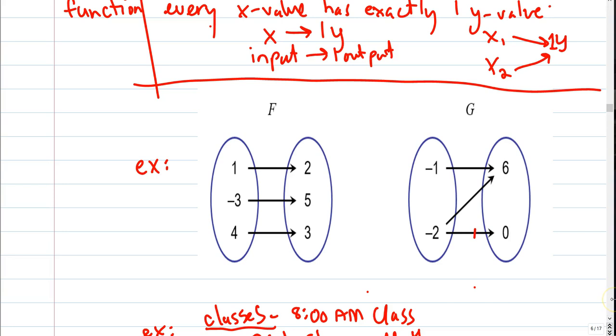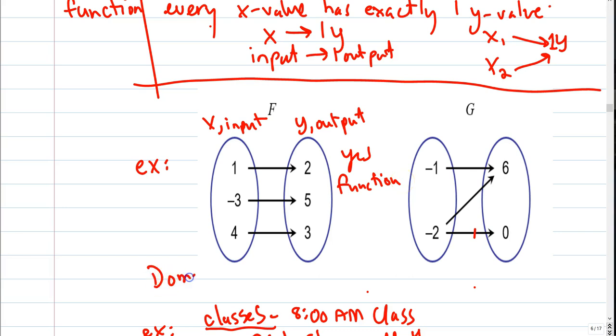So is this first one a function? We have an input, and we have an output. Does every x map to one y? This maps to one, this maps to one, this maps to one. Then yes, this is a function. What is the domain? Well, the domain are the x values, right? 1, negative 3, and 4. What is the range? Well, the range are the y values. So 2, 5, and 3.